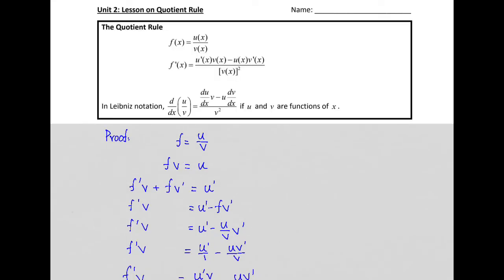Therefore, we say, given the function f(x) is a quotient u over v, then its derivative will be u prime v minus u v prime over v squared. That's the quotient rule.